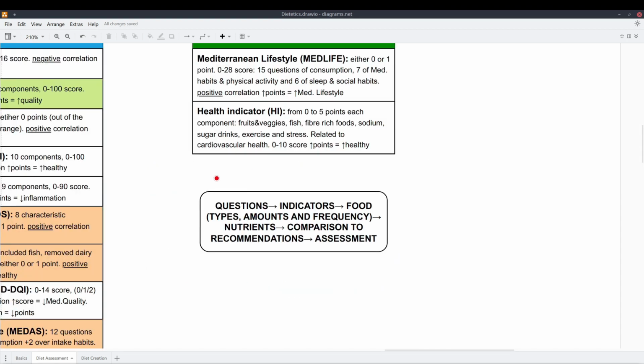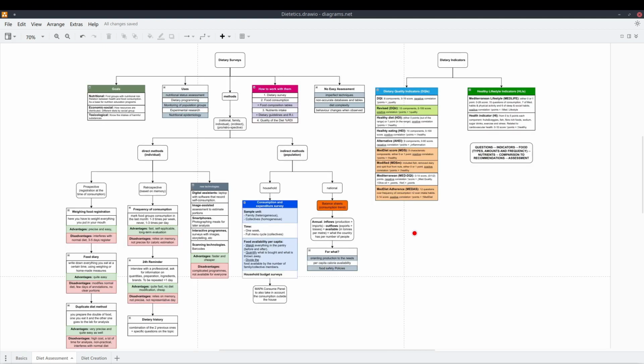So here there is a quick recap. We ask some questions, then the answers will give us the indicators. The indicators will tell us about the food types, food groups, the amounts, and the frequency. All of these things can be converted into nutrients using the food composition tables. And we have an idea of the nutrients of the diet of the individual. And then we compare that to the recommendations to indeed complete the assessment.